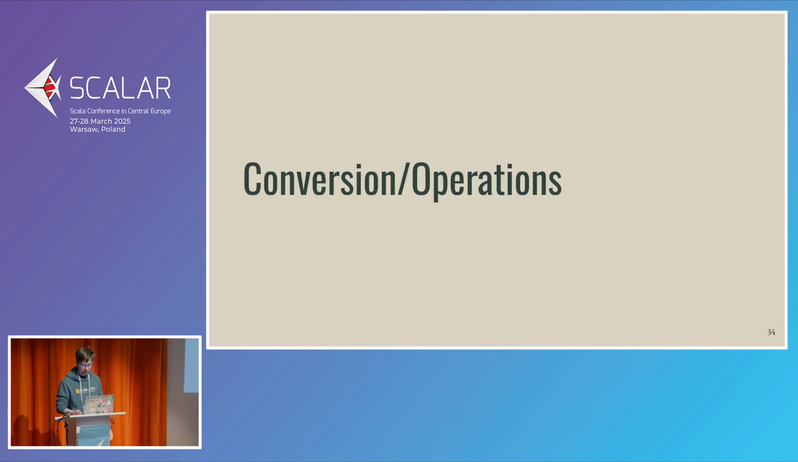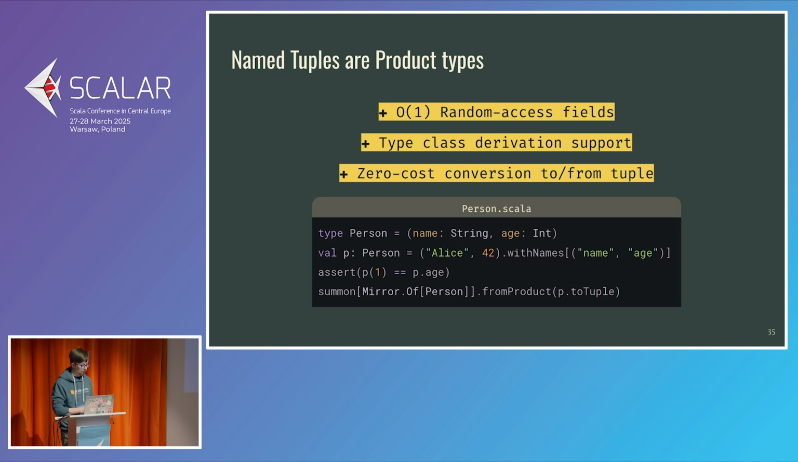Okay. So you also get a bunch of generic operations. So you can convert zero cost from NamedTuple to Tuple, from Tuple to NamedTuple. You can also use the type class derivation framework. So that's this Mirror. And you can construct a NamedTuple type from any product type. And here I have the conversion of the person to a tuple, which is a product.